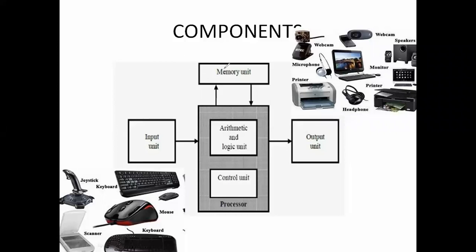The very important functional unit of the computer system is the processor. We can call it CPU. What is meant by CPU? CPU is nothing but central processing unit. It is used to supervise the operation of the computer system. Inside the CPU, we have two main functional units. One is ALU, another one is control unit.